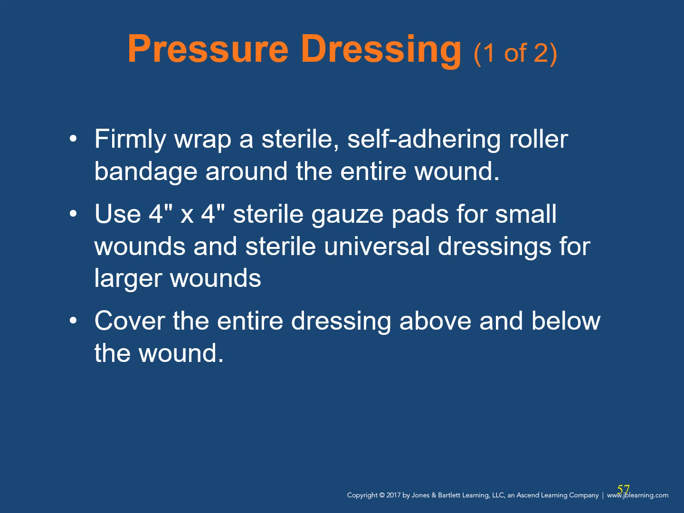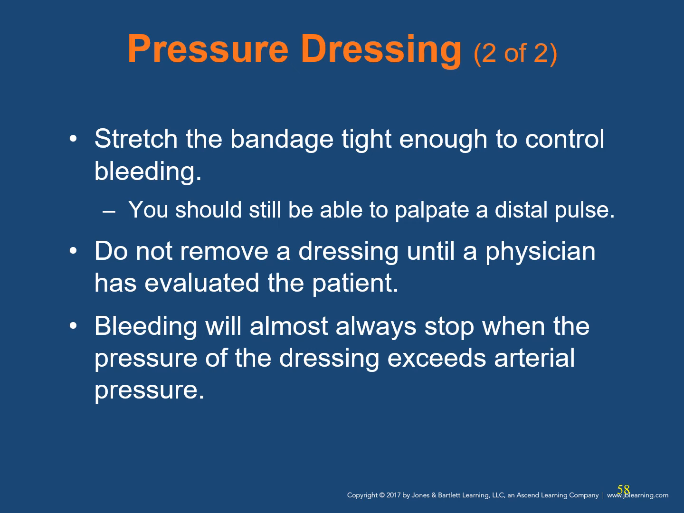Pressure dressing. Firmly wrap a sterile self-adhering roller bandage around the entire wound. Use 4x4 sterile gauze pads for small wounds and sterile universal dressings for larger wounds. Cover the entire dressing above and below the wound. Stretch the bandage tight enough to control the bleeding. You should still be able to palpate a distal pulse on the injured extremity after applying the dressing.